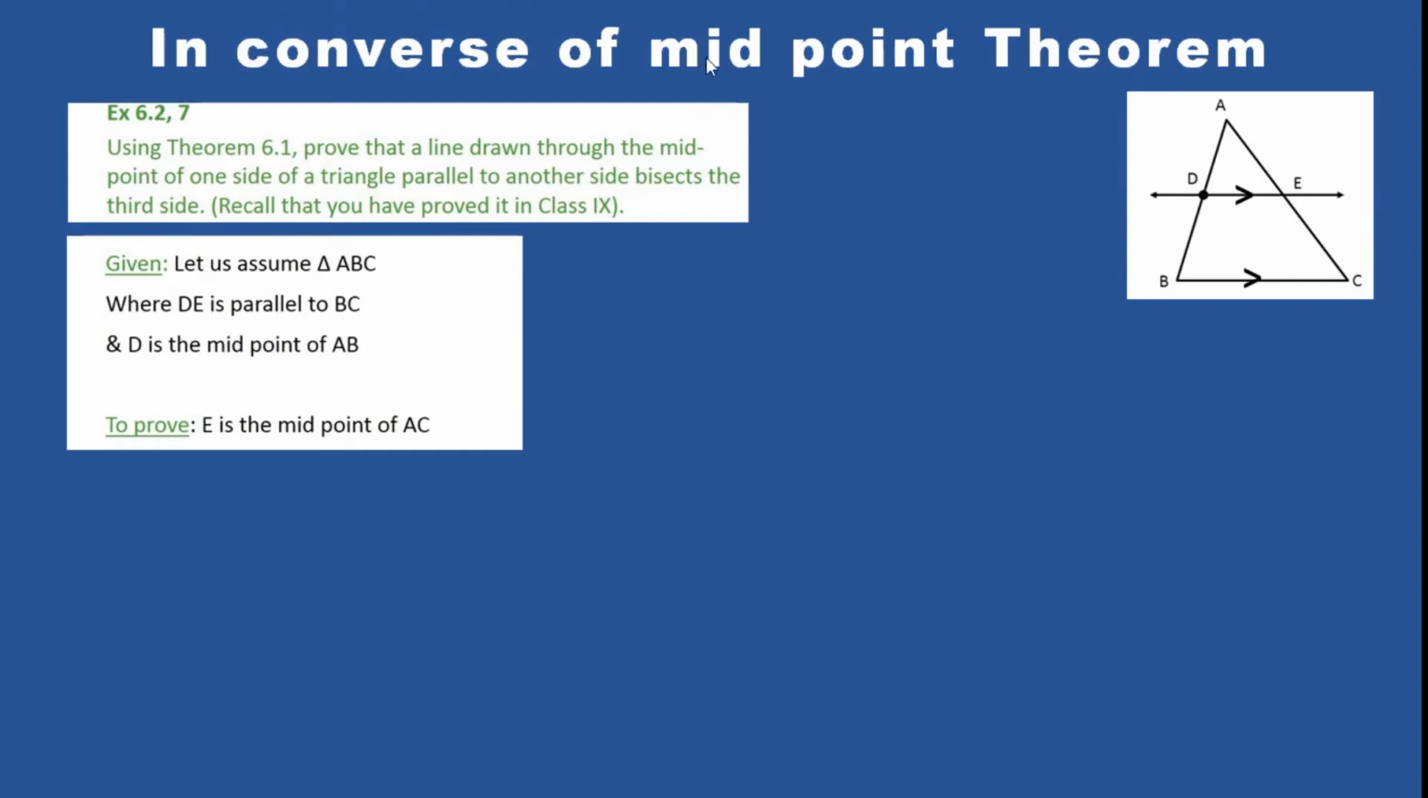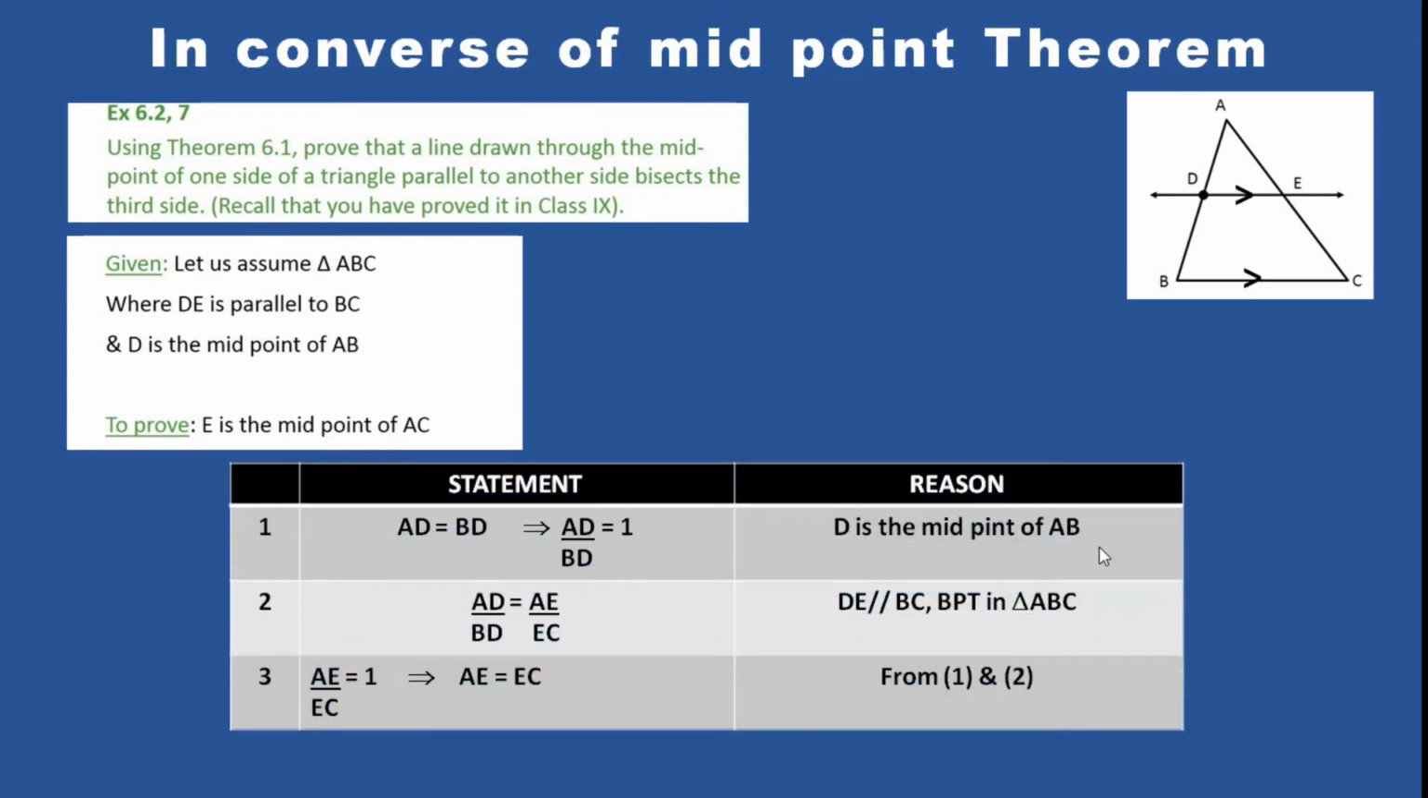The proof of this converse you have already done in class 9, but we are going to do the alternate proof to this theorem using the BPT, which is way more convenient than what you did in class 9. So let us see. It is given to us that D is the midpoint of AB, hence AD is equal to BD. If I divide by BD on both sides, BD upon BD becomes 1. So we have AD upon BD is equal to 1.